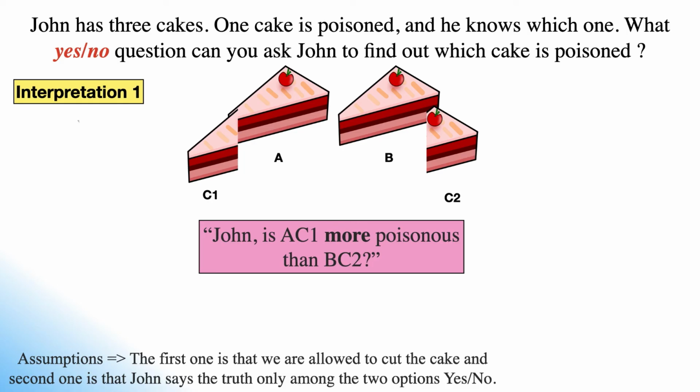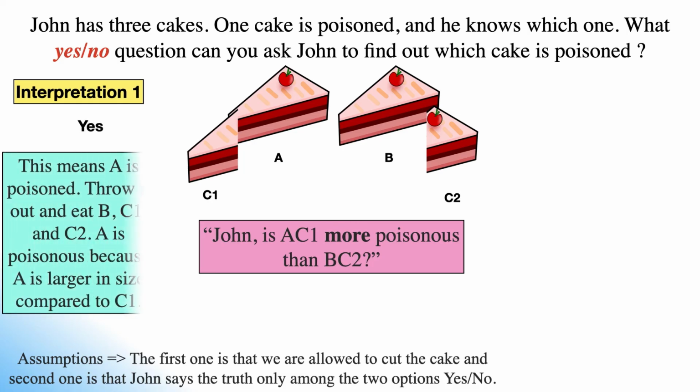If John says yes, that means A is poisoned, throw it out and eat B, C1 and C2. A is poisonous because A is larger in size compared to C1.